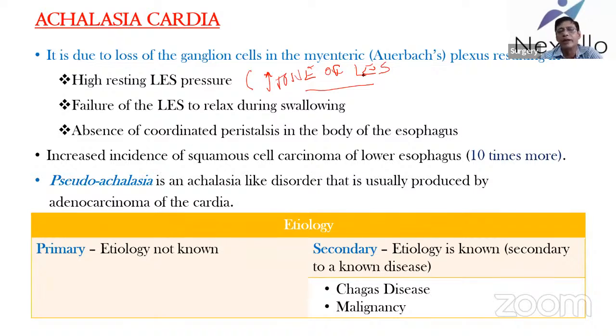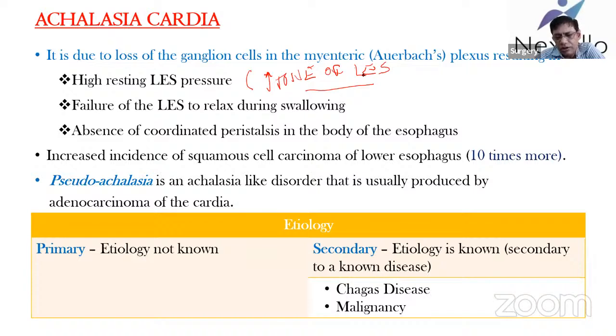Now, this achalasia cardia in itself can be classified into two different variants. Either we may have a primary achalasia or we may have a secondary achalasia. For primary achalasia, the etiology is not known. Why the ganglia cells are not present in the lower esophagus is not known. Secondary achalasia is secondary to a known disease, like Chagas disease or malignancy. With malignancy, we have just seen that the presentation may be like achalasia cardia, which we called pseudoachalasia.